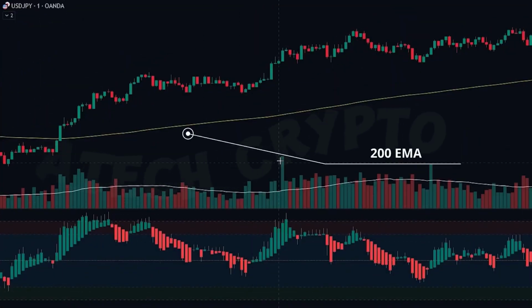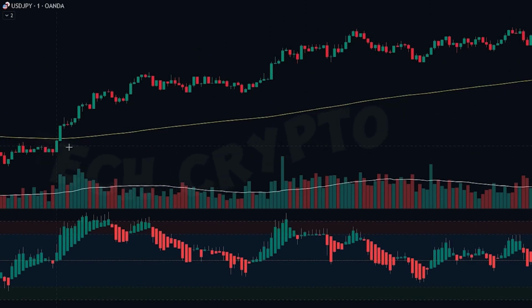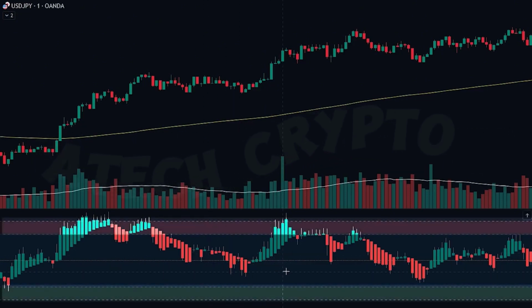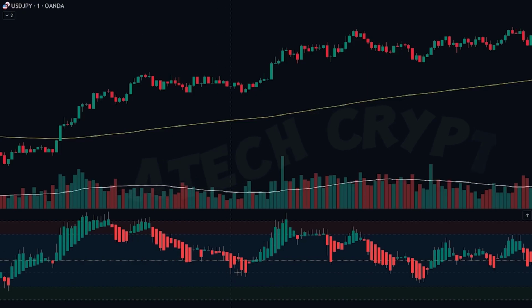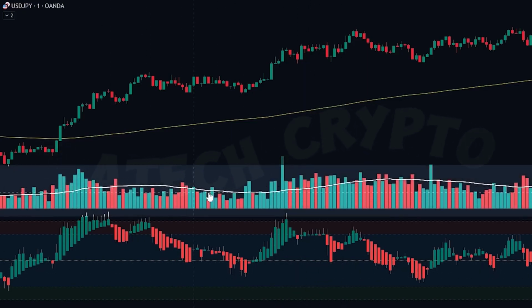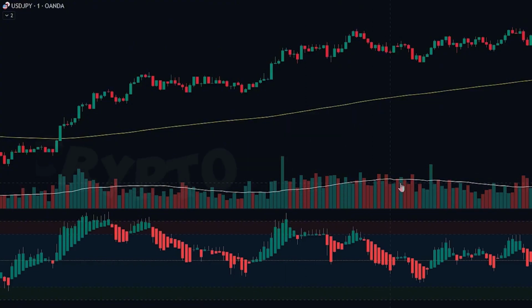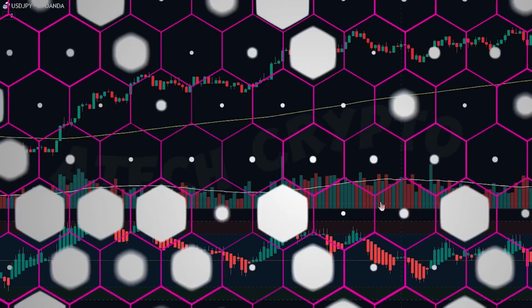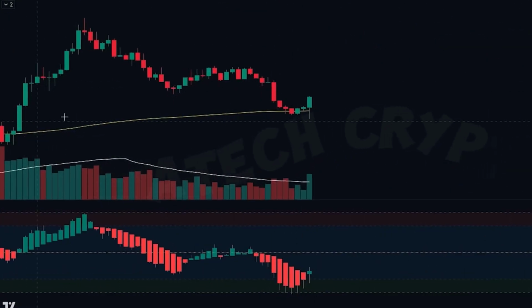First, we will be using the 200 period EMA to determine the trend of the market, based on if the price is trading above or below the EMA. Next, we will be using the Heikin Ashi RSI oscillator to find the exact point to enter into a position. Finally, we will be using the volume indicator to determine if there is enough volume in the market to enter into the position. Here we can see that the price is in an uptrend.